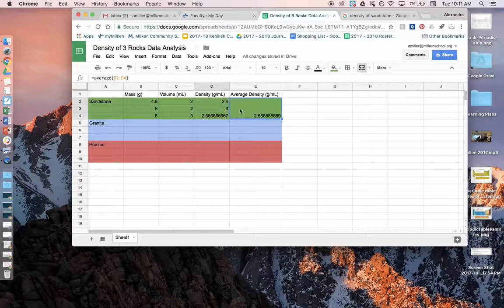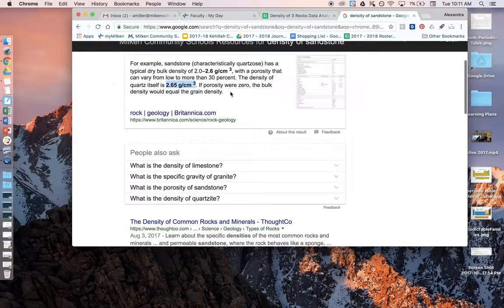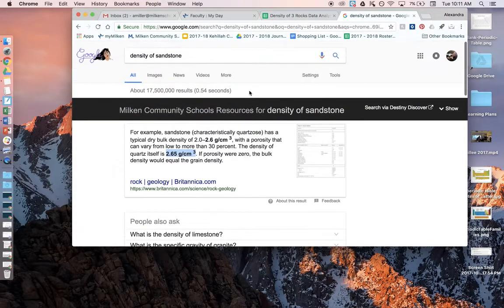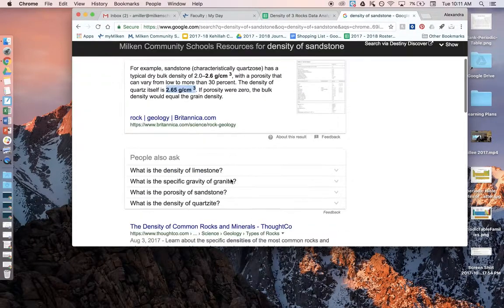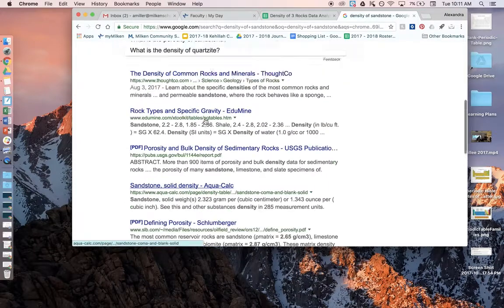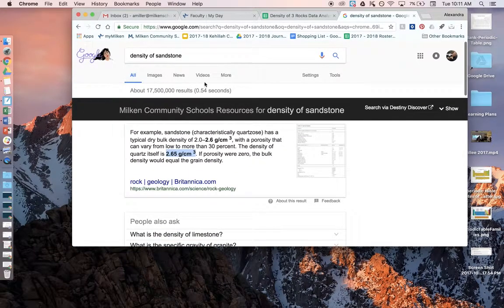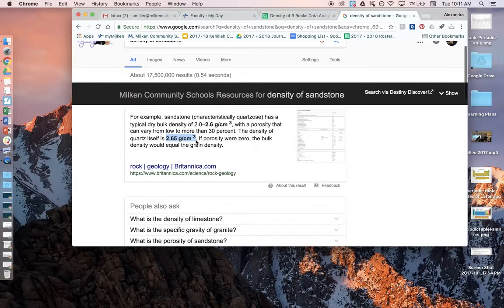But now you need to do some science. You need to actually think. So first off, I Googled the density of sandstone, which is totally okay. Britannica.com, that is a reliable resource. That is an online encyclopedia. You could also look at the Wikipedia for sandstone. You could do a lot of different things. You could look it up in an actual book.